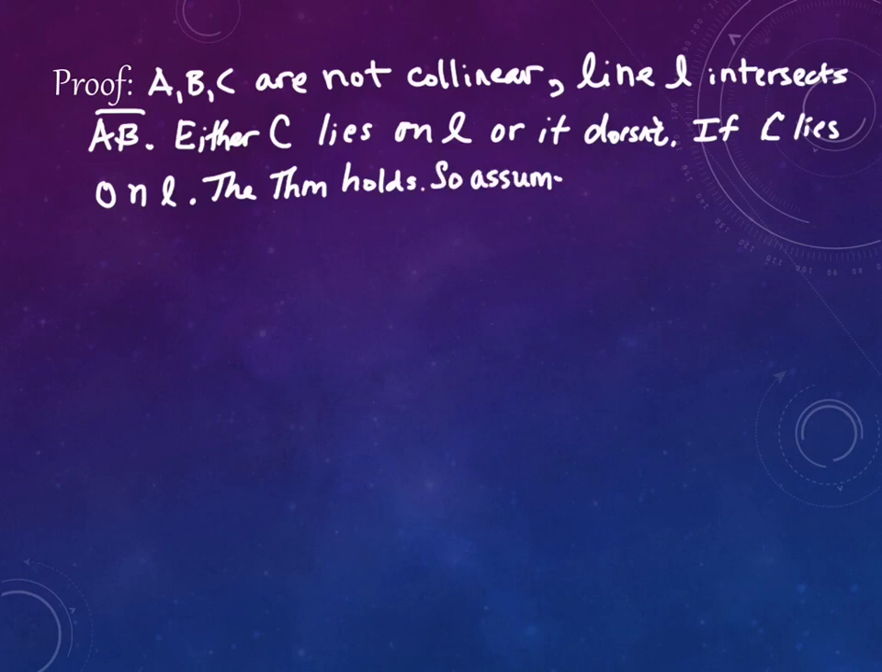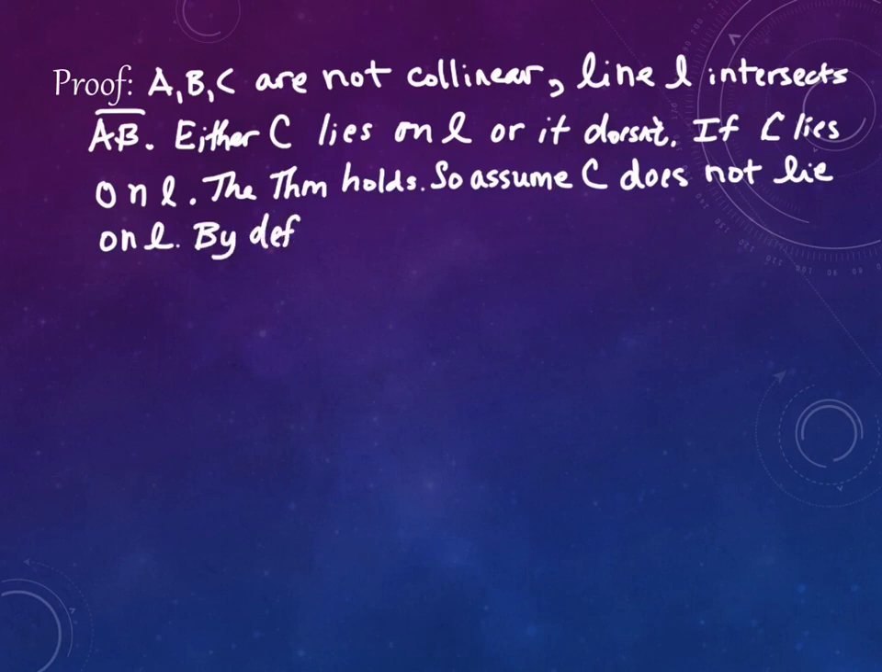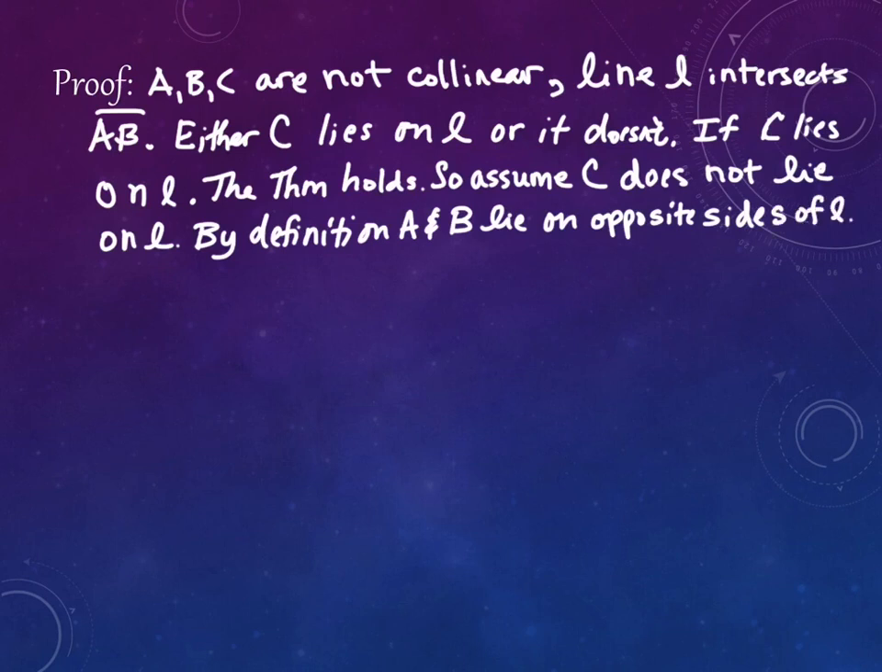So assume C does not lie on L. All right, so by definition, A and B lie on opposite sides of L. Right, that was our definition of opposite sides, is that their segment intersects this line that we're talking about. So they're on opposite sides of L.